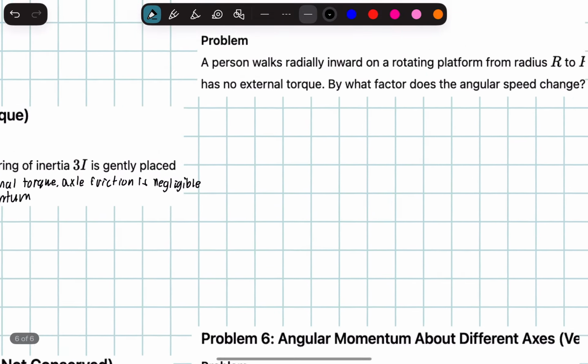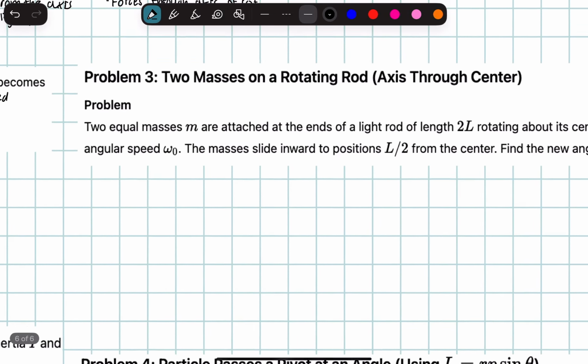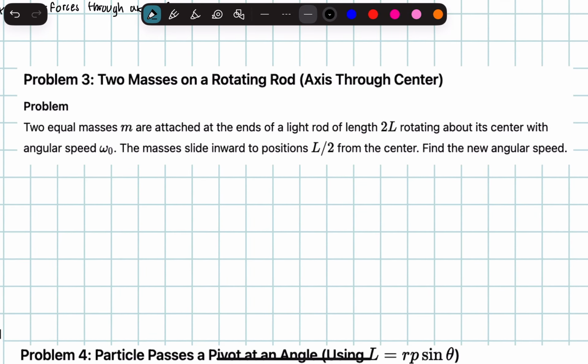Now let's continue with another problem. Let's say we have two masses on a rotating rod where the axis is through the center. Two equal masses m are attached at the ends of a light rod of length 2L, rotating about its center with angular velocity omega initial. The masses slide inward to positions half of L from the center. Find the new angular speed.